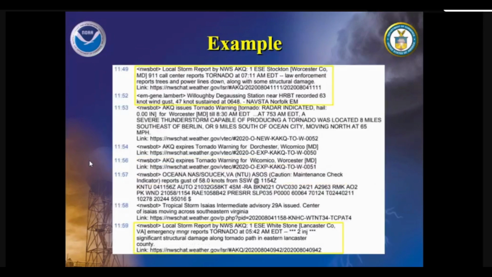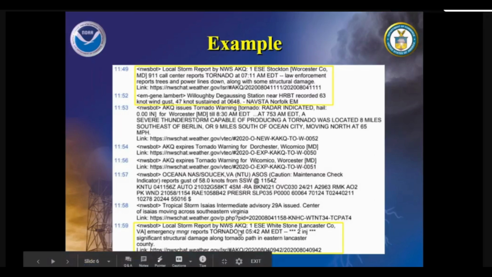So, here we're just showing some of the storm reports that you can see when you're logged in. In addition to the storm report, an emergency manager gave us a report as well. He typed it in and said, the wind near the HRBT was gusting to 63 knots, 47 knots sustained. And then as you go further down, another storm report of a couple of injuries with a tornado. So a lot of collaboration there.